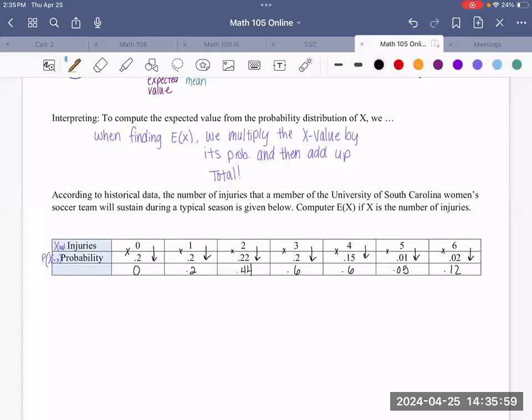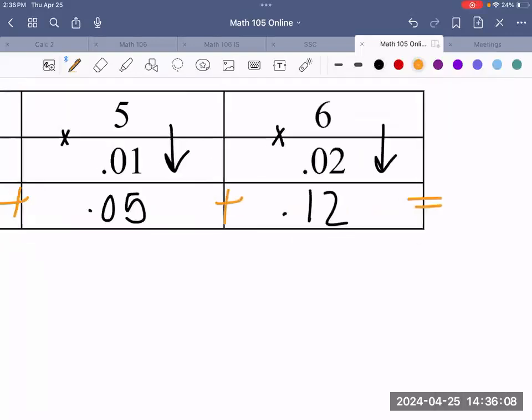Add them up. 0 plus 0.2 plus 0.44 plus 0.6, and all of these values here will have a total of 2.01, which is your expected value. Now, is it possible to have 2.01 injuries? No, but again, this is an average. So it comes out to be just a little bit more than 2 injuries sustained during a season.